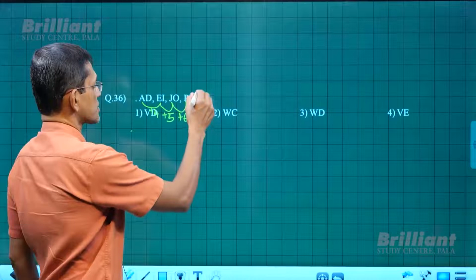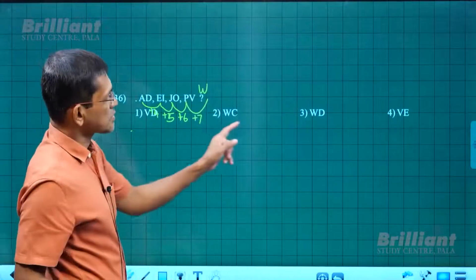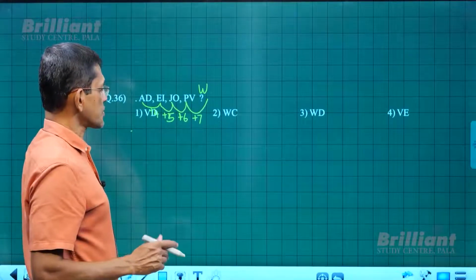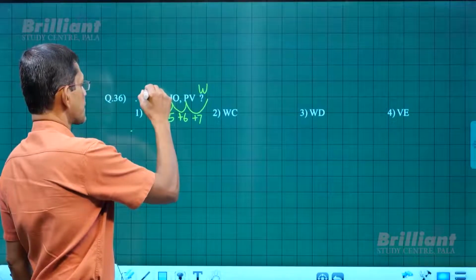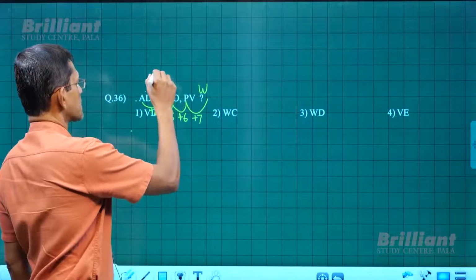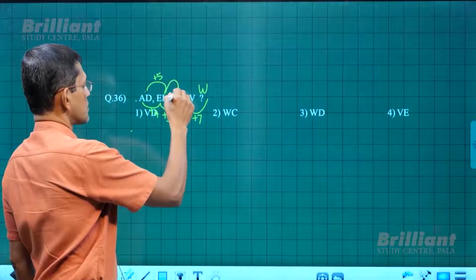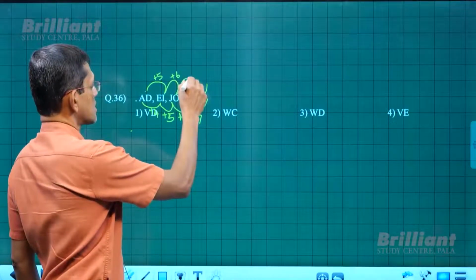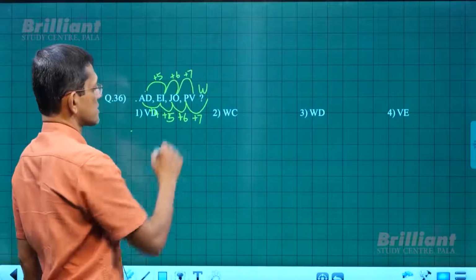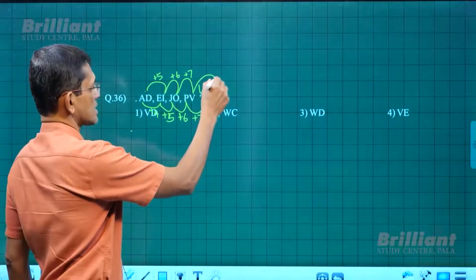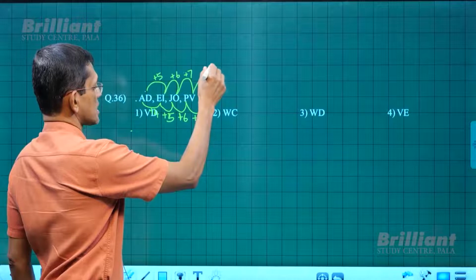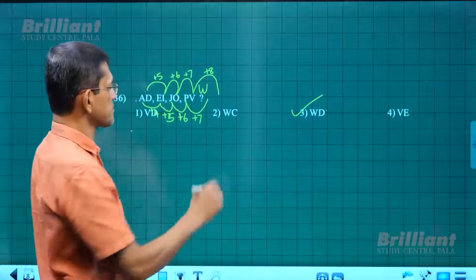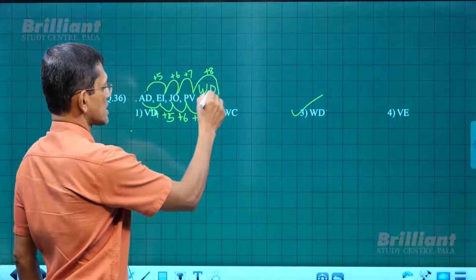P is 16. 16 plus 7. That must be 23. So the first letter of the answer is W. So how many answers with W? We have 2 answer choices. So that means we need to get the second letter as well. Second letter, D and I. So 4 and 9. 4 plus 5 is 9. I and O. So I plus 6. 9 plus 6 is 15. 15 and 22. That means plus 7. And next one must be plus 8. So that means V plus 8. V is 22. 22 plus 8 is 30. 30 means D. So WD is the answer. First letter W, second letter D.